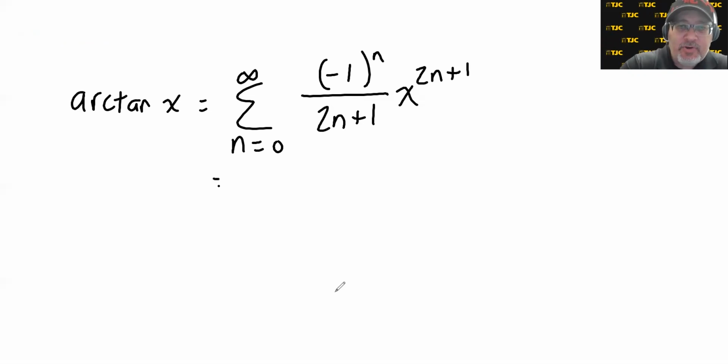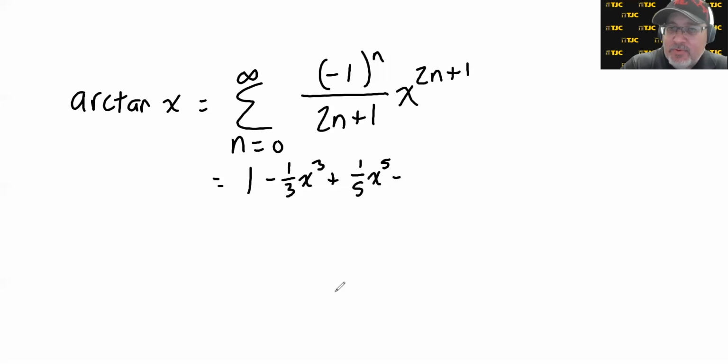And that's equal to, if we put in n equals 0, we get 1. If we put in n equals 1, we get 1/3 x cubed. If we put in n equals 2, we get plus 1/5 x to the 5th. We put in n equals 3, we get minus 1/7 x to the 7th.